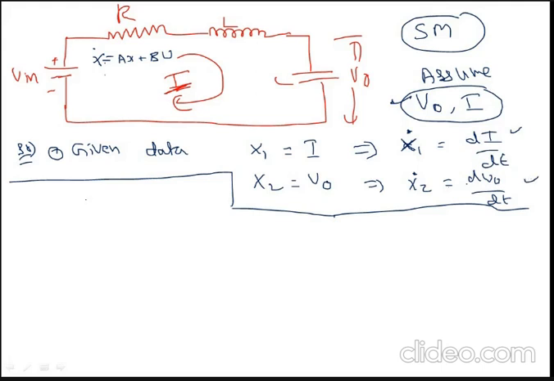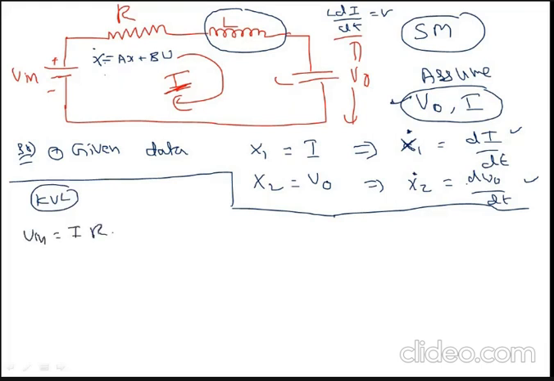To get the expression for di by dt, I'm having an inductor like this. All of you are aware that there is a formula for the inductor as L into di by dt, which is equal to voltage. To get the voltage expression, I will apply KVL for this particular loop. Then you will get V in is equal to I into R plus L into di by dt plus 1 by C into the integration of I dt. As we are not solving anything, directly I will write V naught.